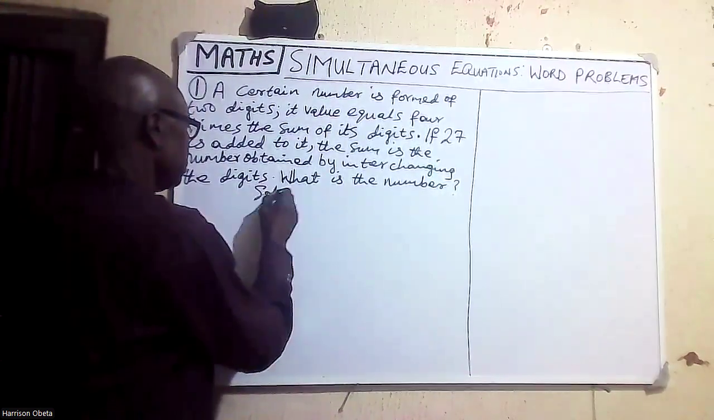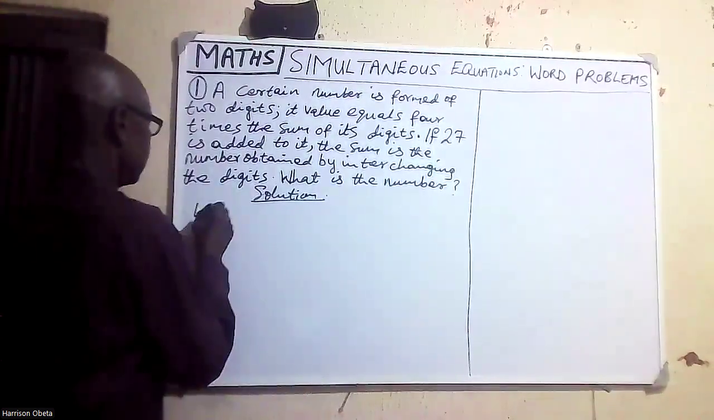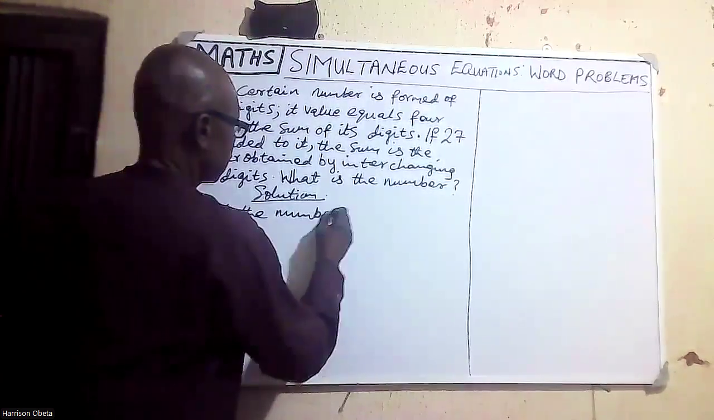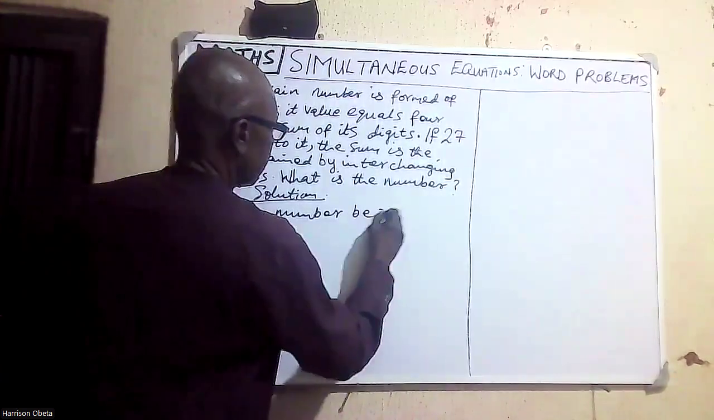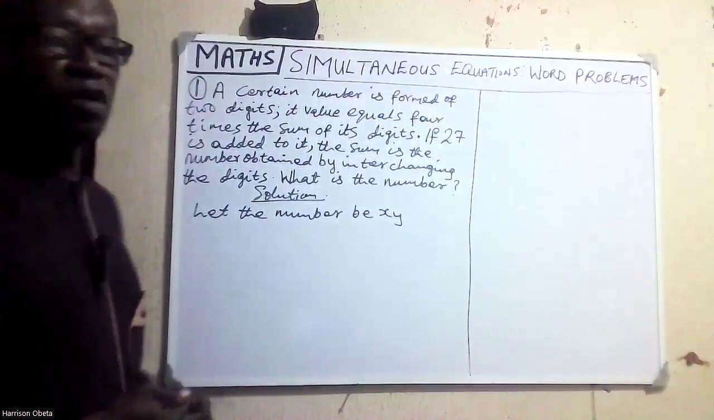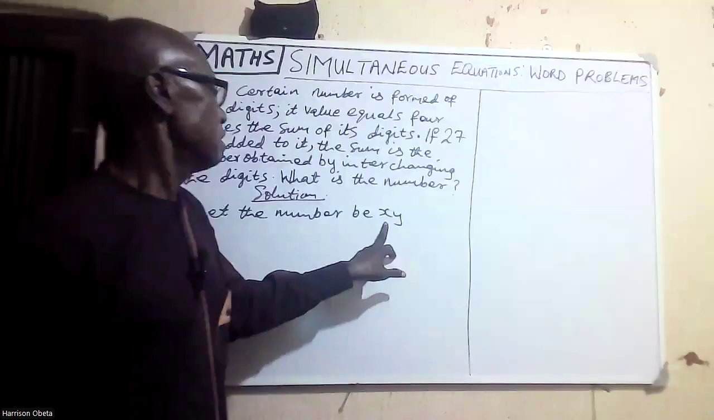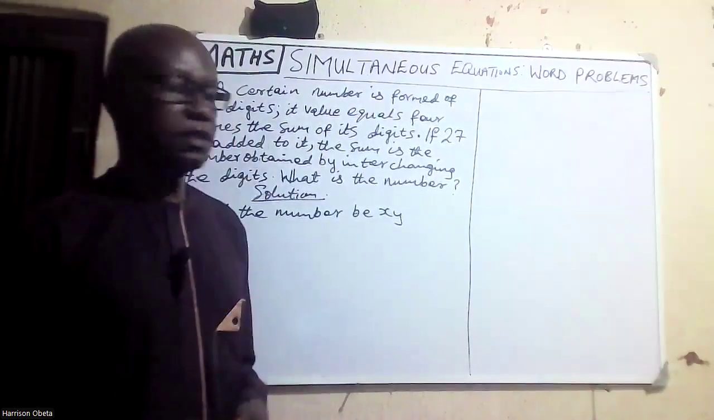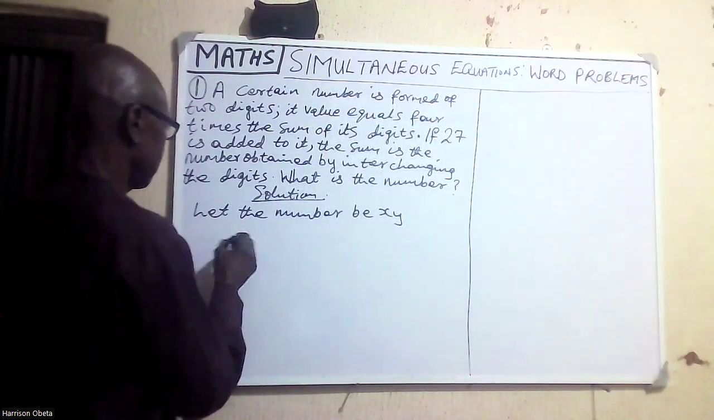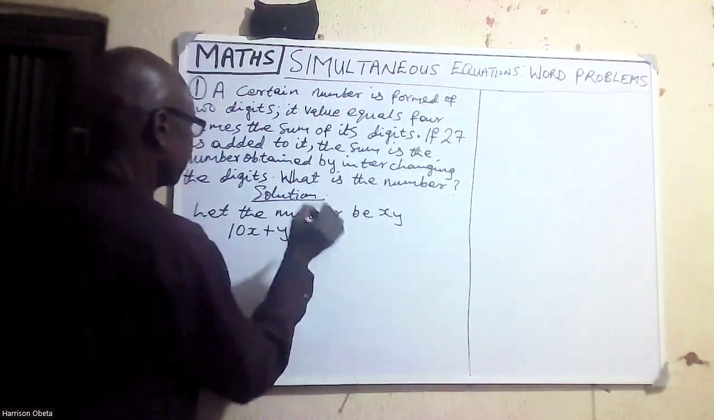Solution. Let the number be xy, because we are told that it's formed of 2 digits. And remember that here, it means that x is the tens digit, while y is the unit digit. So this can also be expressed as 10x plus y.